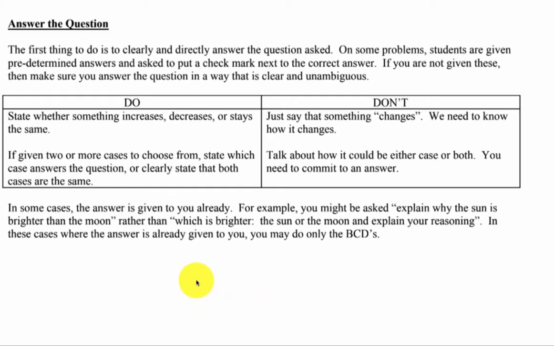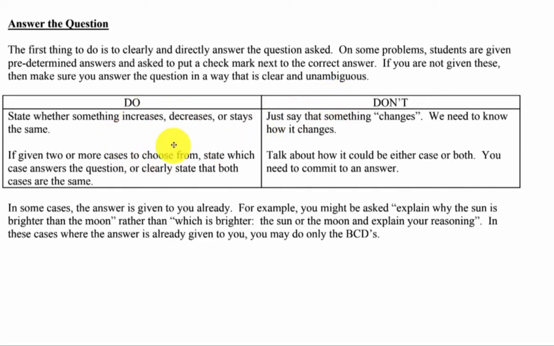Okay, so the first thing is we're going to answer the question. So when you see this, you're going to clearly and directly answer the question asked. On some problems, students are given predetermined answers. So if you do have that, you might just have to put a check mark next to the correct answer. If you're not given these, then make sure you answer the question in a way that is clear and unambiguous.